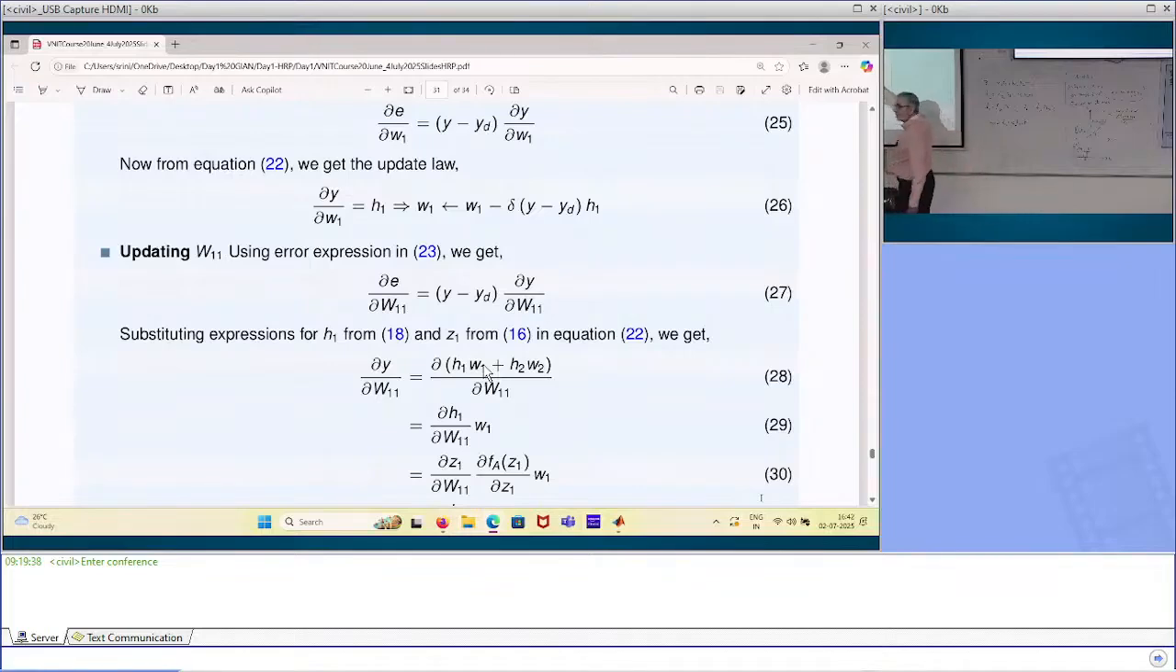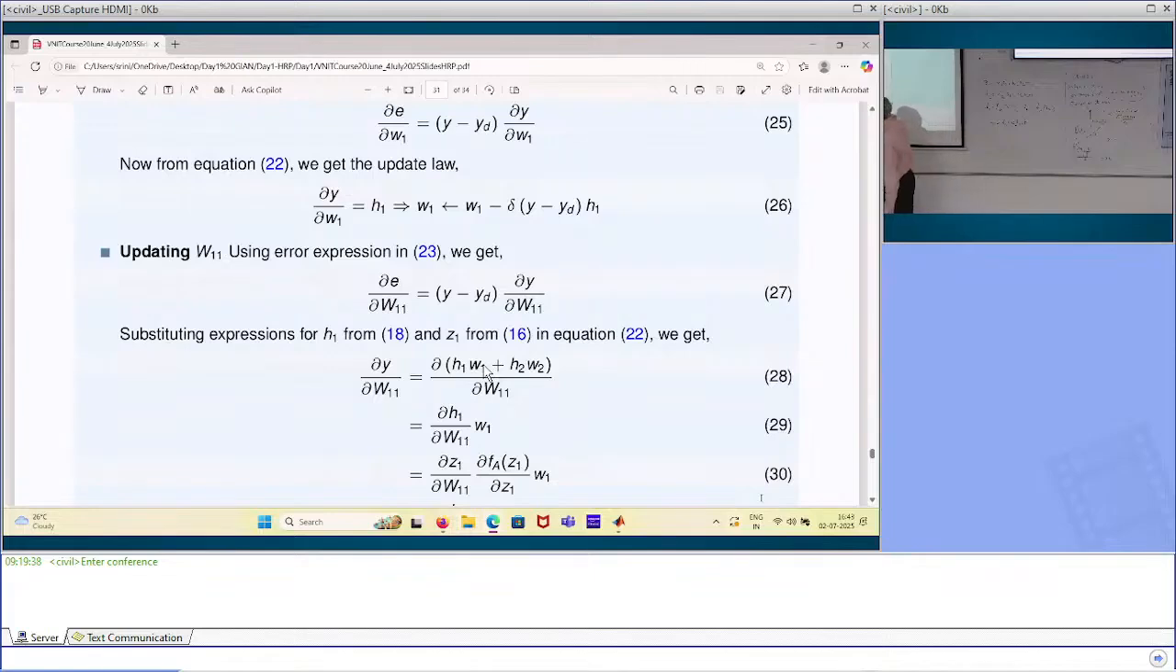Now I do 27. 27 is not an issue because Y minus YD, they are constant numbers. There is no derivative there. There is no change there. Only change is in Y with respect to W11. Okay.